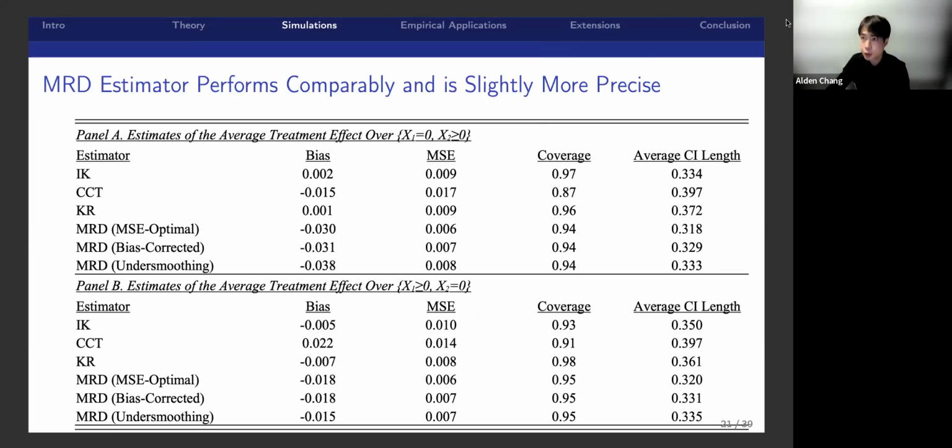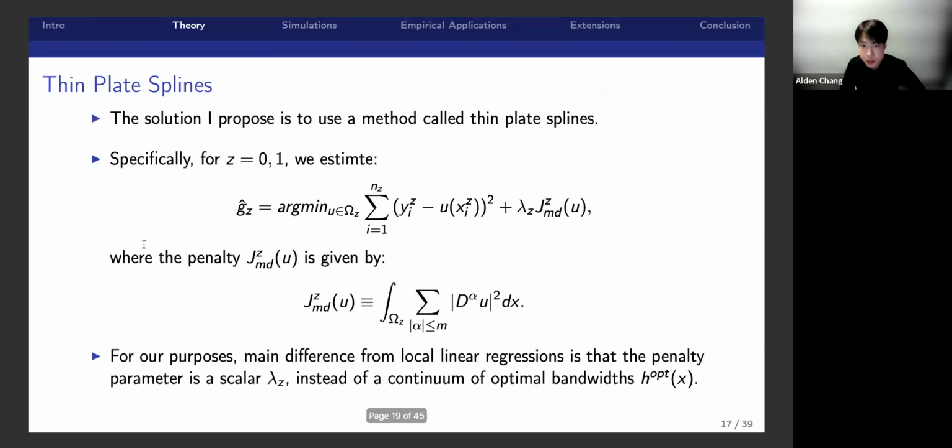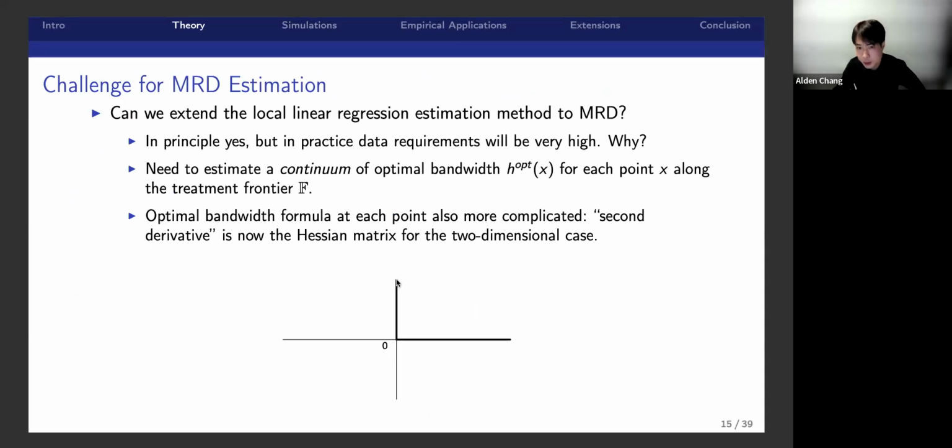So here is a table showing the simulation results, and there are two panels which basically correspond to the two segments of the treatment frontier. One panel corresponds to your average treatment effects over this part of the frontier, and the other panel corresponds to that part of the treatment frontier. Now, for the MRD estimator, I can also easily consider the average treatment effects over the entire frontier, but I'll focus on the two segments because this is basically what the single-dimensional RD methods do, and I want to compare the performance of my estimator to those.